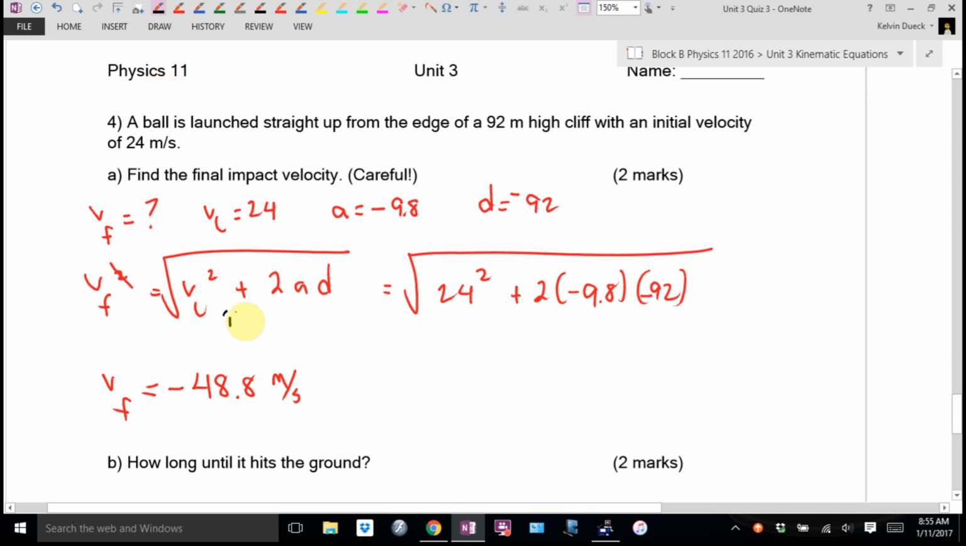This would be 1 mark, half mark, half mark. By the way, technically I should have said negative 49. I should have gone to 2 sig figs because of the 92 and the 24. I just kept that there, though, so you could see everything was put together.